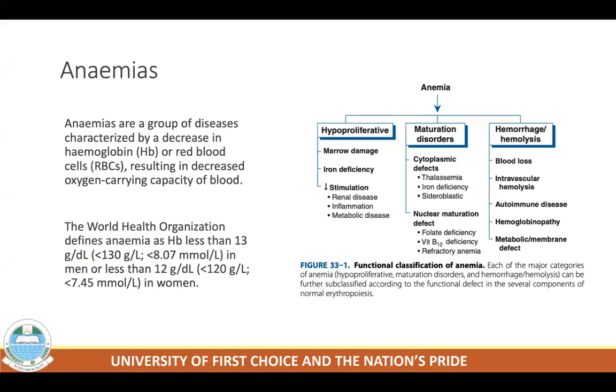Now we're going to look at two different classifications. One is a general and more in-depth classification based on function. And by way of defining anemia, it's a group of diseases characterized by decrease in hemoglobin or red blood cells, resulting in decreased oxygen carrying capacity of blood. And that reduction in oxygen carrying capacity of the blood is what really leads to all of the signs and symptoms that are noticed.